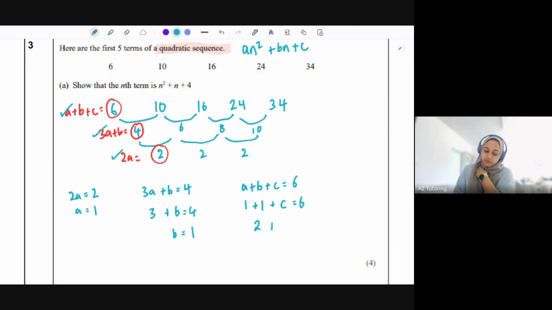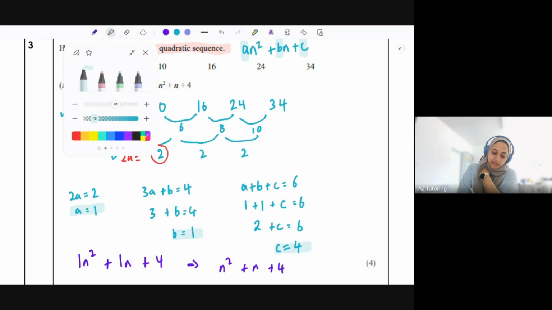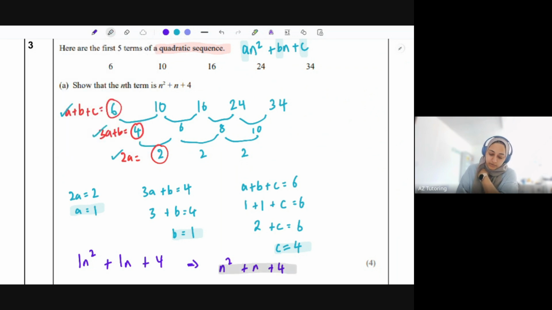1 plus 1 is 2. 2 plus c is 6. So c just equals 6 minus 2, which is 4. So we found our a, b, and c. We are just plugging it straight into a, b, and c here. So we get 1n squared plus 1n, bn, plus c, which is 4. I don't really need to write the ones in front, so I can just say n squared plus n plus 4. And that matches exactly what was given in the question. And that's for 4 marks.